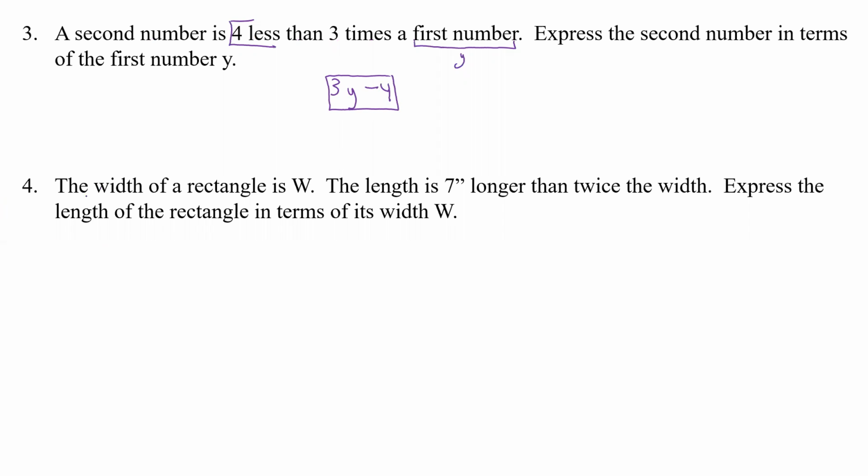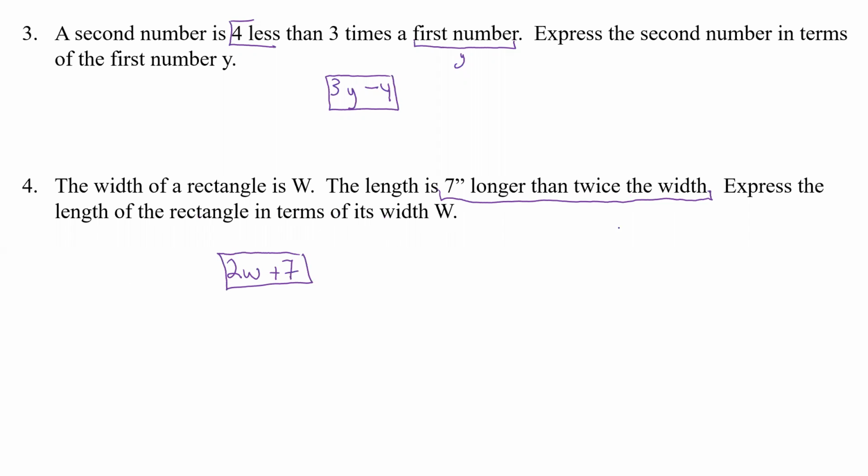All right, what about this one? The width of a rectangle is W. The length is 7 inches longer than twice the width. Okay, so 7 inches longer than twice the width. That's what we want to express. So we're expressing the length of the rectangle in terms of its width. So length is 7 inches longer than twice the width. Well, twice the width and 7 inches longer, plus 7. And so that would give us the actual length.